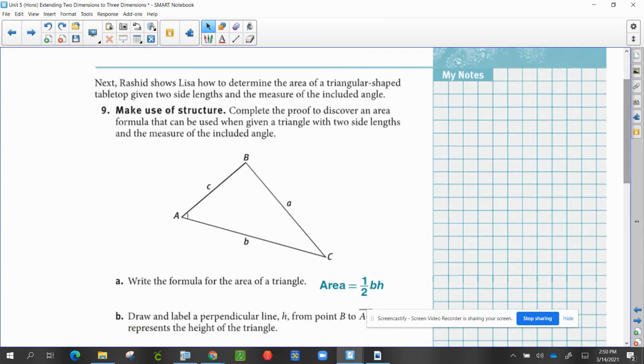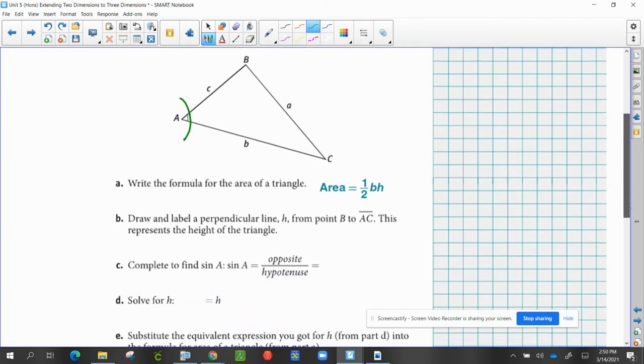Okay, so we're not going to really do too much with the proof here. They say complete the proof to discover the formula. I'm going to talk you through it. But if you remember this picture, it's kind of the same from our law of sines, law of cosines rules from the last unit. Okay, but we have a triangle here, and this is a formula you're going to be using if you know two of the sides and an included angle. Okay, so you see how they kind of are marking angle A here.